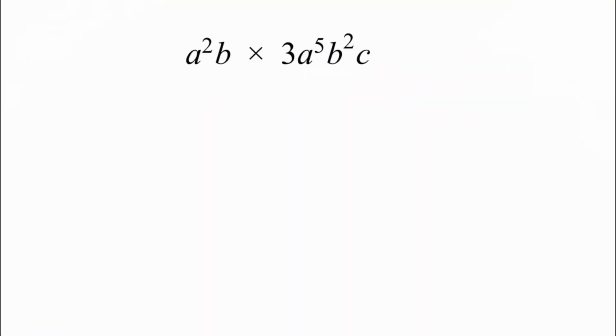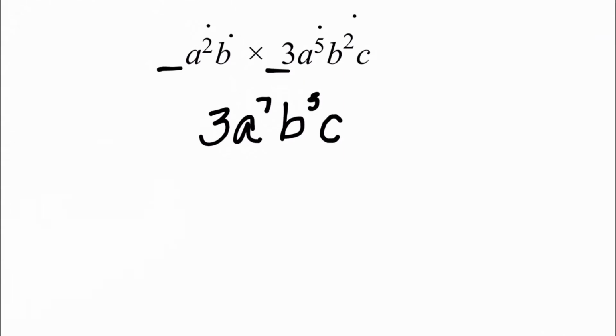Okay, I hope you got it. Let's go ahead and go over it together. So this is a 1 and a 3. So that's 3. Then we have A, that's a 2 and a 5. So it's going to be to the 7th power. We have B, 1 and 2, that's 3. And then we have a C, just one C, so we're going to leave that one just like that.